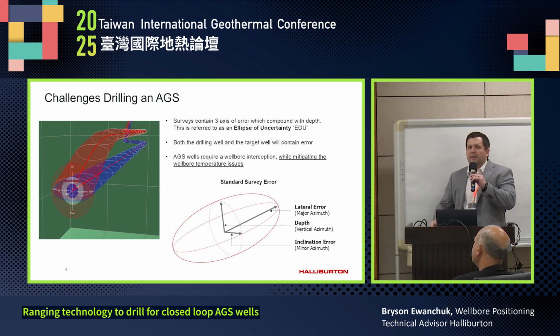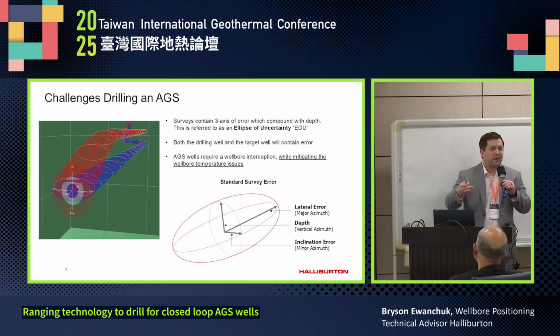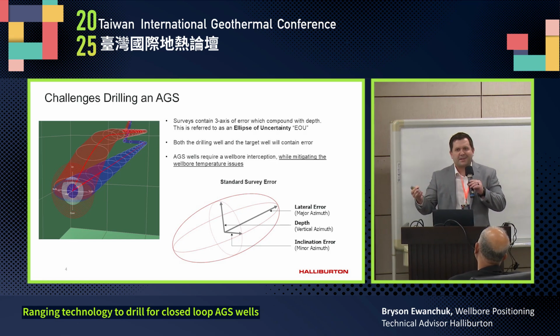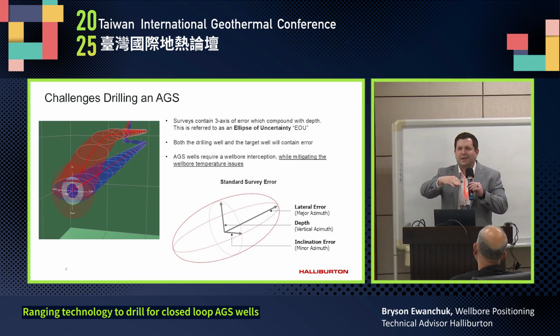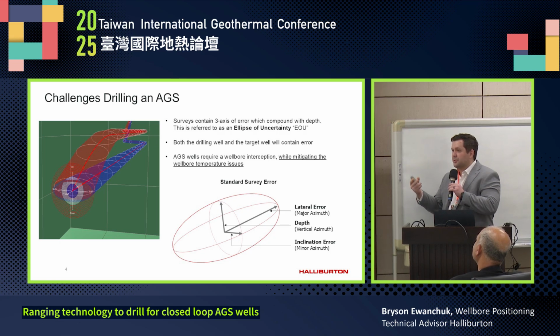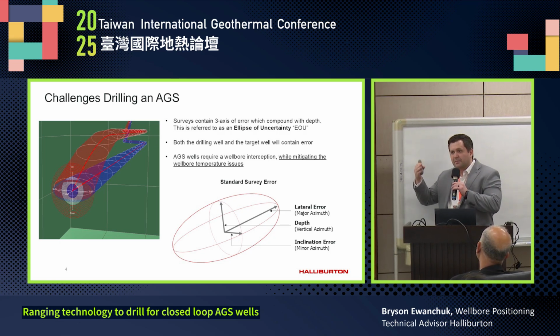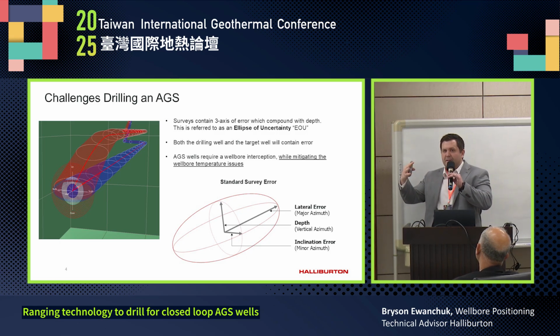So why is it challenging to drill an AGS? Well, it all comes down to error. Everyone likes to think they know the wellbore position of where their well is, but the fact is there's the little inclination kick here, the little bit of drift here. It builds uncertainty. This uncertainty happens in three dimensions: depth, azimuth, and inclination. It also compounds with depth. So think of it as an ellipsoid that just gets bigger and bigger.